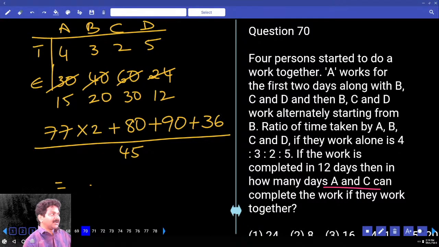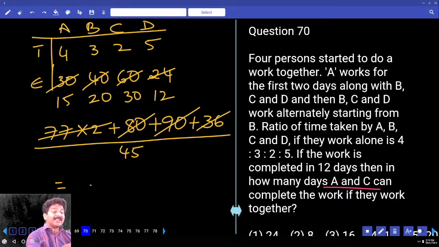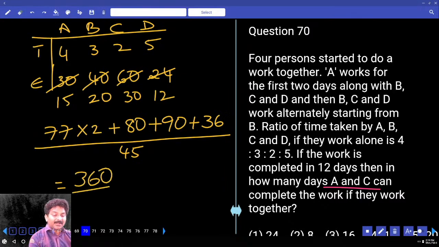Time taken by A and C to complete the work is this much. 77 two times, 154, plus 36, 190. 190 plus 90, 280. 280 plus 80, 360. 360 divided by 45. How many times? 8 times. So A and C can complete the work in 8 days.